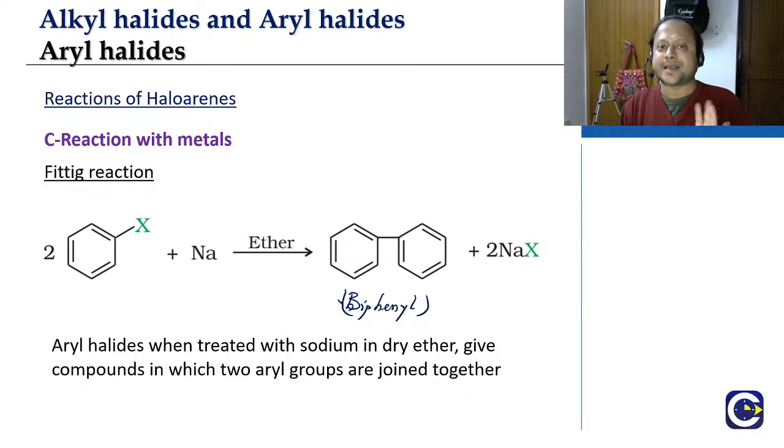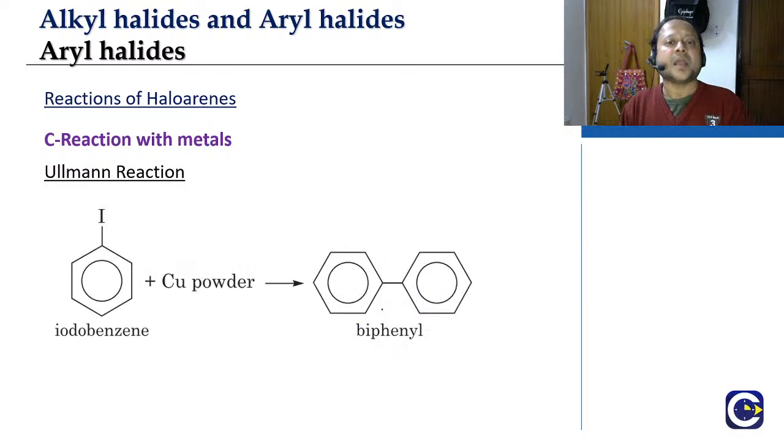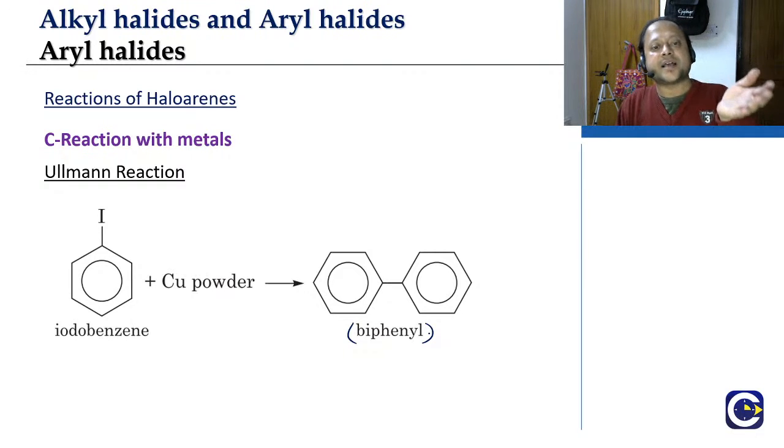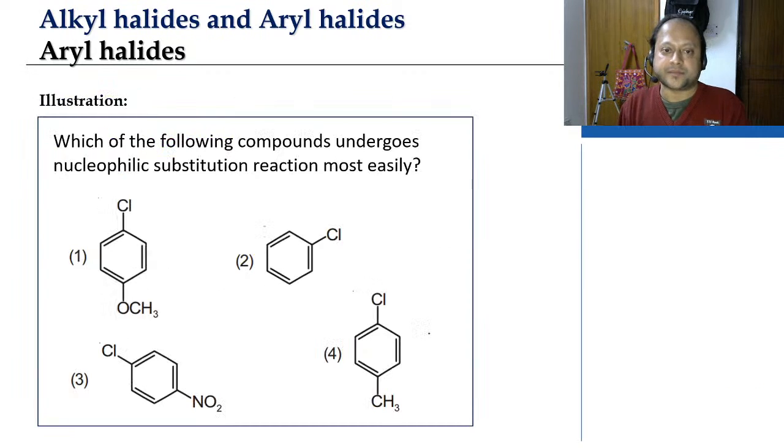Right? Exactly in a similar fashion. Now there is the Ullmann reaction also. Just like your Fittig reaction, where you use sodium with dry ether, if in place of that you use copper powder, then that is called the Ullmann reaction, and that happens with iodobenzene. Again, copper will remove iodine and you will get biphenyl like this. So to prepare biphenyl, you can use the Fittig reaction as well as the Ullmann reaction, right?